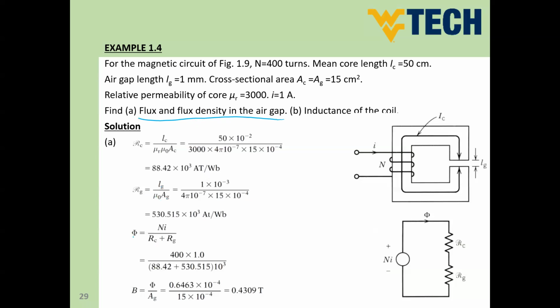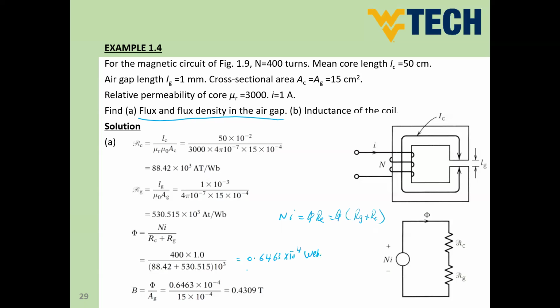So we can say phi, according to Ampere's law, N times I equals phi times reluctance. And here we have two reluctances in our circuit. So this is reluctance total. So we can say this is phi times reluctance gap plus reluctance core. So substitute here in the relation to get the flux on the left-hand side. So it would be Ni divided by the summation of reluctances. So 400 turns times 1 ampere divided by the summation of the reluctances of our core and air gap. So we can get the amount of flux. So the amount of flux would be 0.463 times 10 to the power minus 4 Weber.